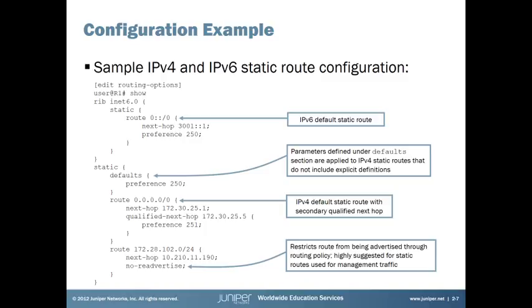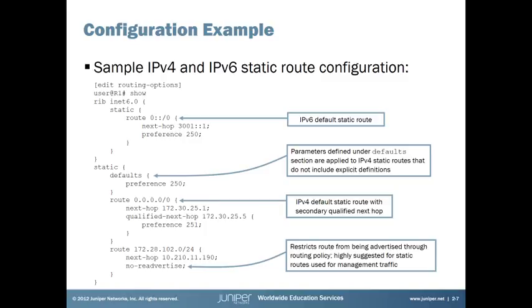Incidentally, just looking at that default, which one of those next hops will become active? Is it the 25.1 or the 25.5? Which one's going active? Yes, the 1, because it's got a preference of 250, which is lower than 251.